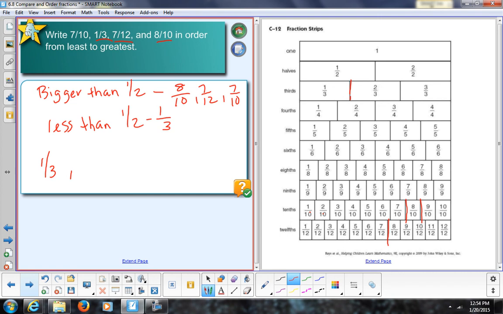Okay, what comes next? If I look at my board over here, I have 10s and I have 12s. Which is my smaller pieces? My 12s, okay? So that's actually going to go next, 7/12. And then 7/10 and 8/10 have the same denominator. So that one's easy peasy. So you can use your fraction strips.